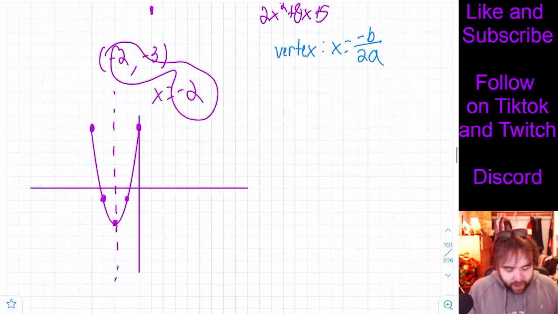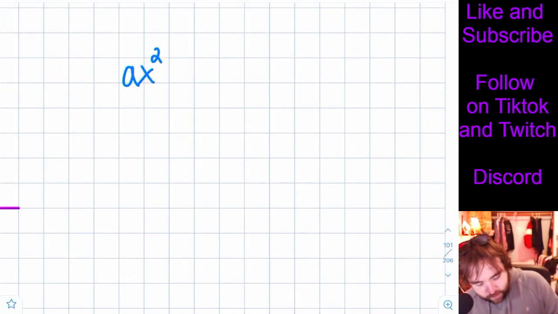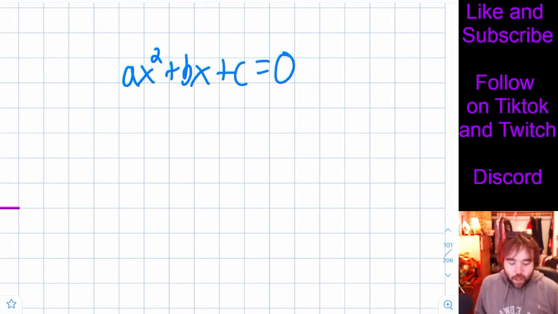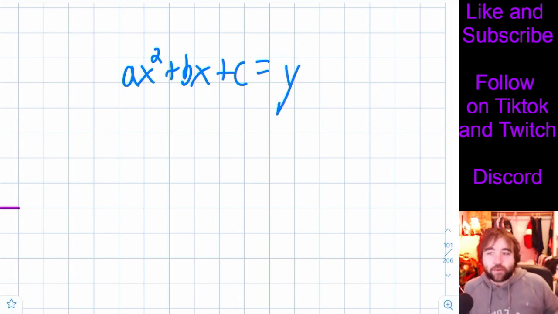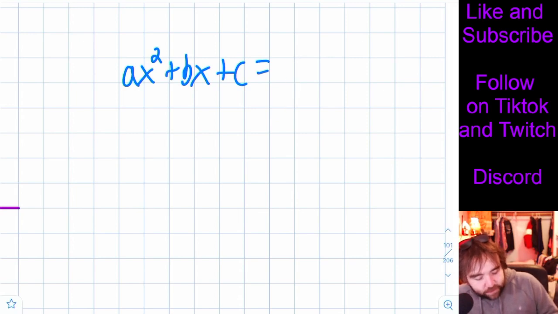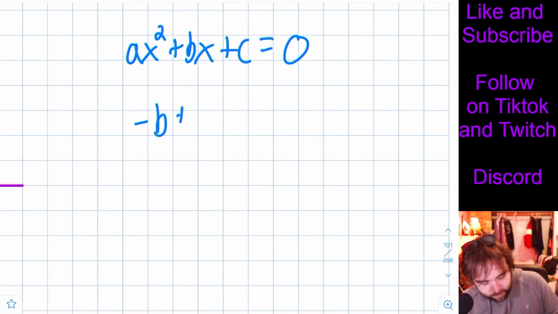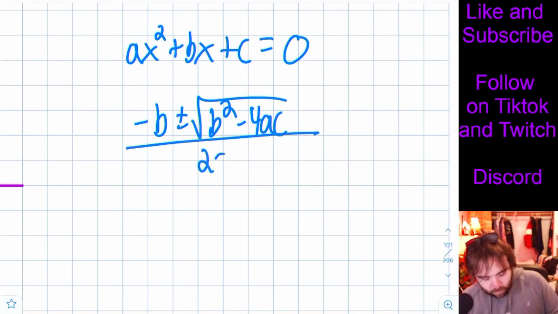So, if we have just a general quadratic equation, call it ax squared plus bx plus c, and we want to find the x-intercepts, so we set y equal to 0. So what are the x-intercepts? Well, just in general, we can use the quadratic formula, right? So -b plus or minus the square root of b squared minus 4ac, all over 2a.